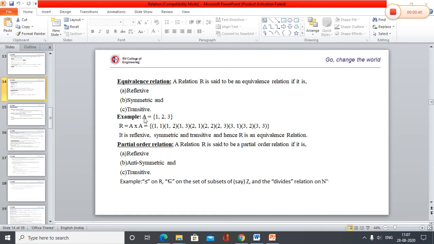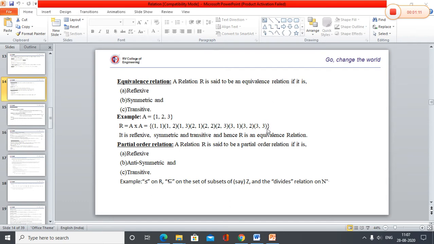So let's take an example. Suppose A is a set and R is a relation on set A. That means the relation will be a subset of A cross A, and this is the relation defined here, written in terms of ordered pairs. Now we have to check that it is reflexive. For reflexive we just see that the ordered pairs 1 1, 2 2 and 3 3 should be present in the relation. So 1 1, 2 2 and 3 3 are present in the relation, so it is reflexive.